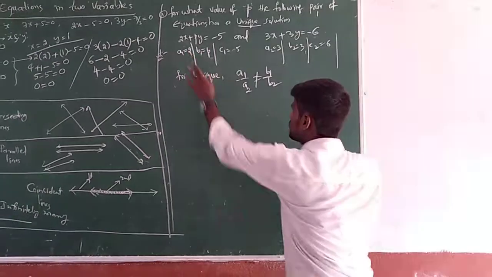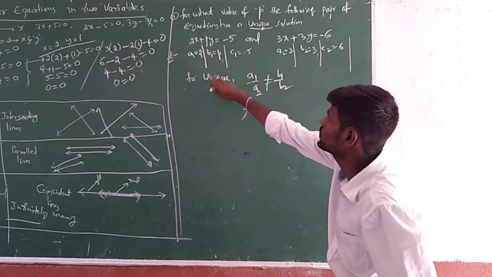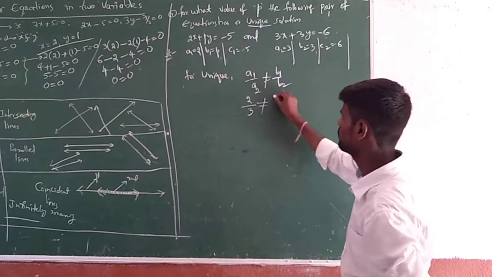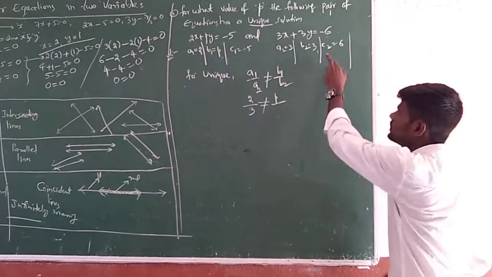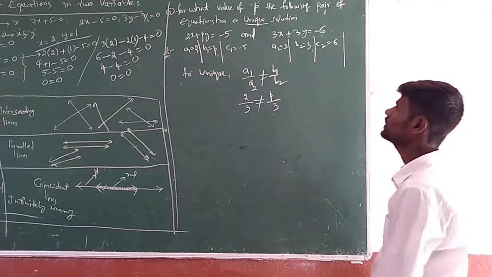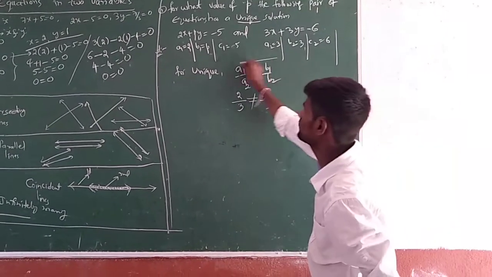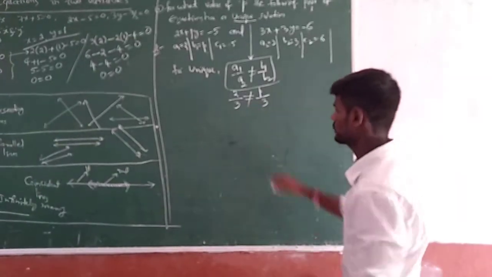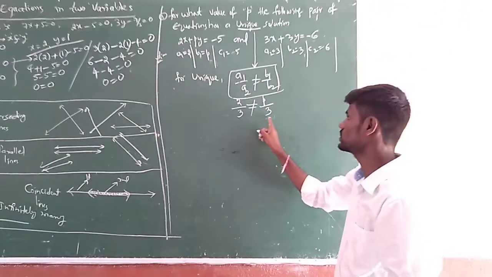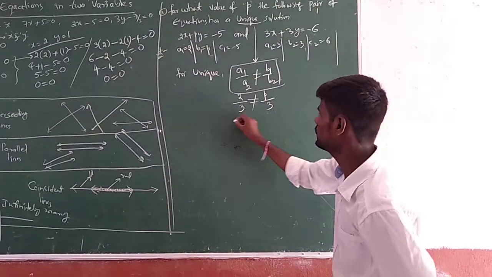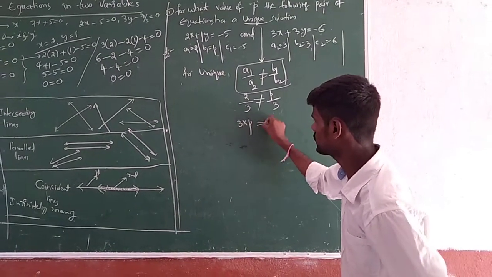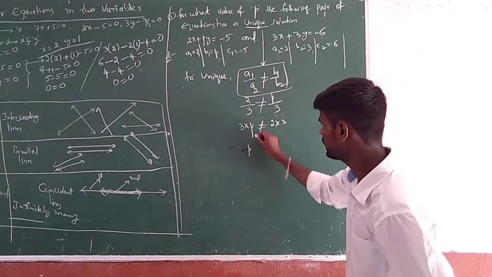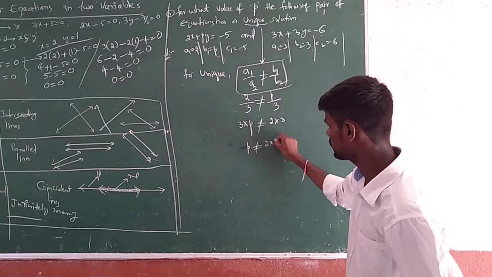A1, how much? That value 2, by A2, 3, not equal to B1, small p, and B2, 3. Okay? So after substituting based upon the unique solution condition, now see, keep this unequal symbol as it is, but just do cross multiplication. 3 into p is not equal to 2 into 3. Now see, p is not equal to 2 into 3 by 3.